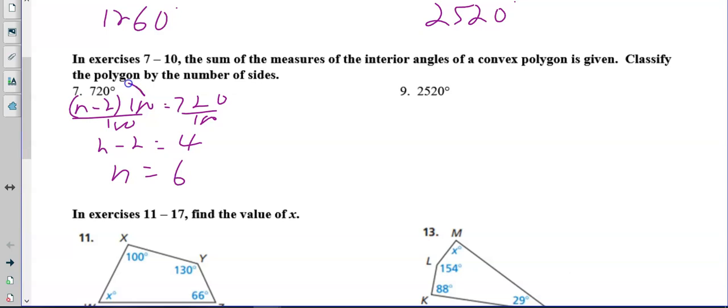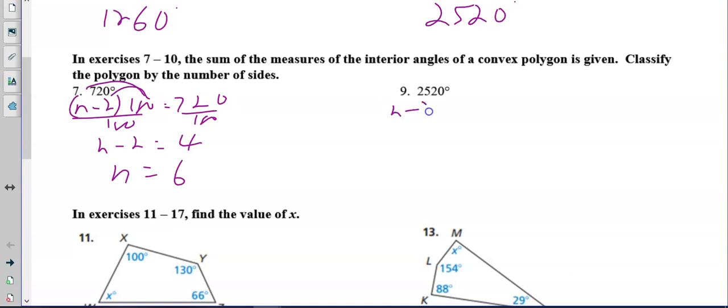Now, some of you might distribute the 180, and that's fine. You'd have 180n minus 360. You'd add 360 to 720, get 1080. And then when you divide by 180, you'd get 6. So 2 ways to do it. I prefer just get rid of the 180 first.